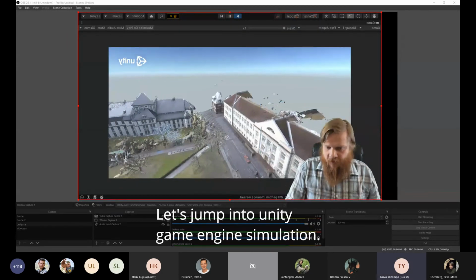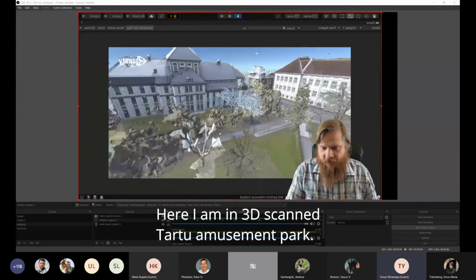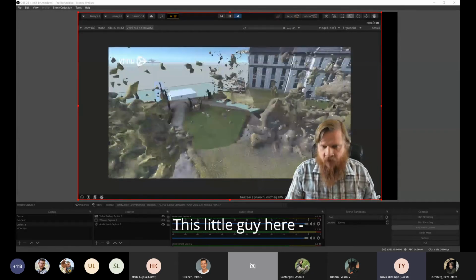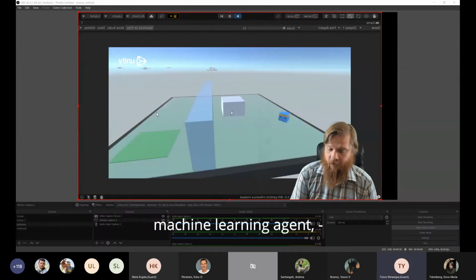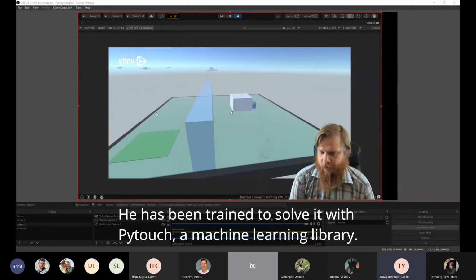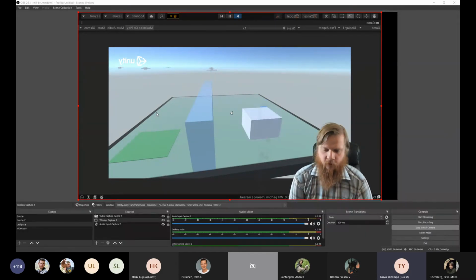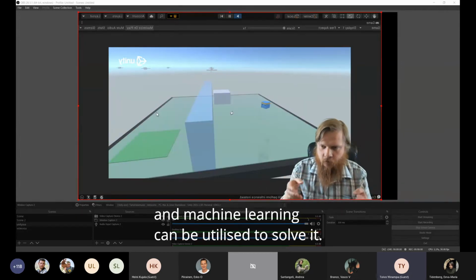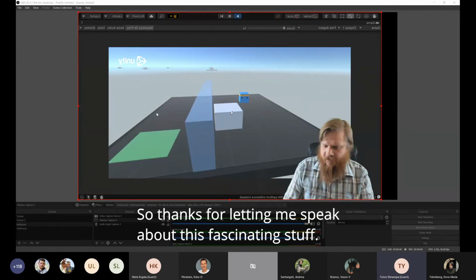So let's jump into a Unity game engine simulation. Here I am in the 3D scanned Tartu Museum Park. Here we can see something cool. This little guy here, called an ML agent, machine learning agent, is solving a little puzzle. He has been trained to solve it with PyTorch, which is a machine learning library. This is an example of a situation where we could simulate our problems and machine learning can be utilized to solve it. So thanks for letting me speak about this fascinating stuff.